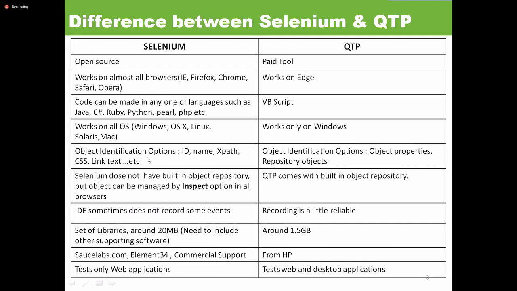To identify the object in Selenium, what is the option? Inspect. In case of QTP, object repository. So inbuilt options will be available there, but in Selenium we can do that too. We get more flexibility while working with Selenium automation.